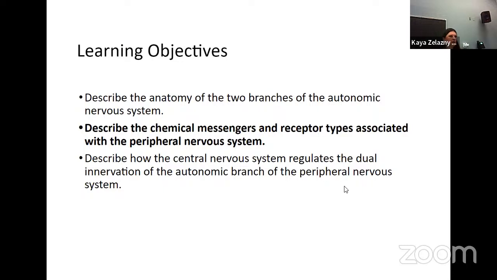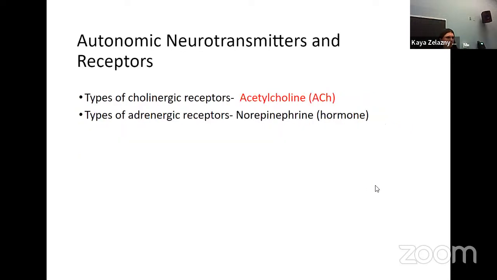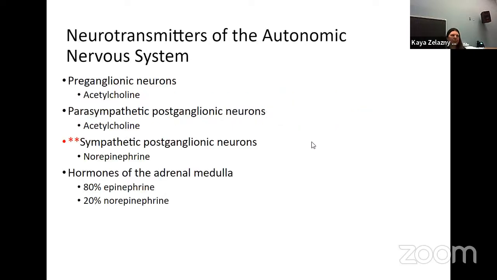So now we're going to talk about the chemical messengers involved. When we talk about cholinergic receptors, we're talking about acetylcholine, which is abbreviated ACh. When we talk about adrenergic receptors, we're talking about norepinephrine, a hormone. Adrenergic receptors actually come from the word adrenaline, but we don't use that word in the US. That's more of a British term. So we're thinking norepinephrine.